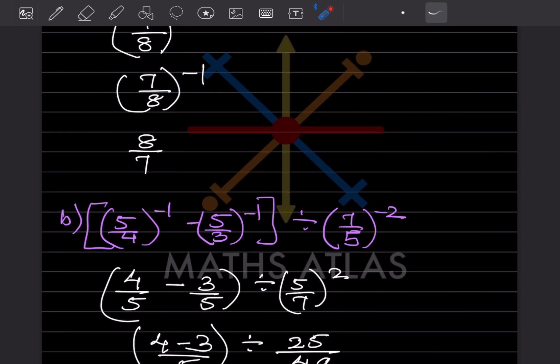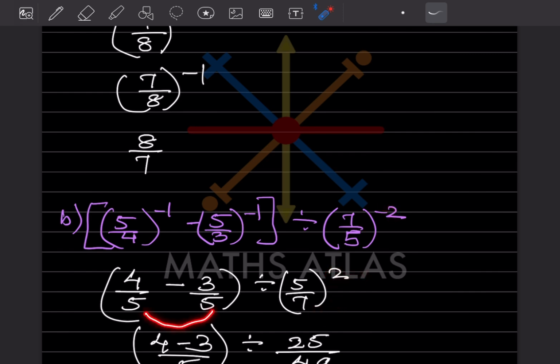Now here you can see the base is different. So first, because this is the negative index, we will flip this over. That will be 4 by 5. Again, here it is negative, so you flip over, that will be 3 by 5. Now the raised to 1 doesn't make any sense. Again here we will do divided by, this is minus 2, so we'll flip over, that will be 5 by 7 raised to 2, because this is 2.